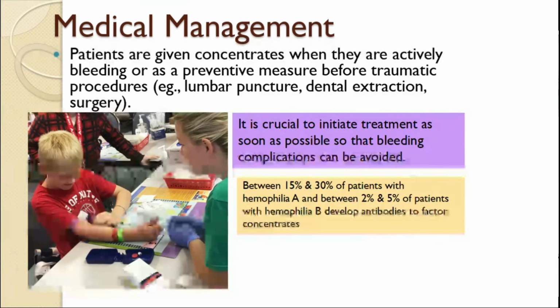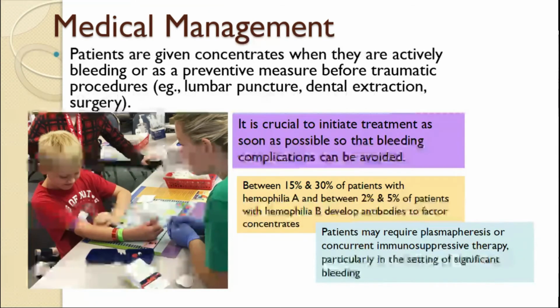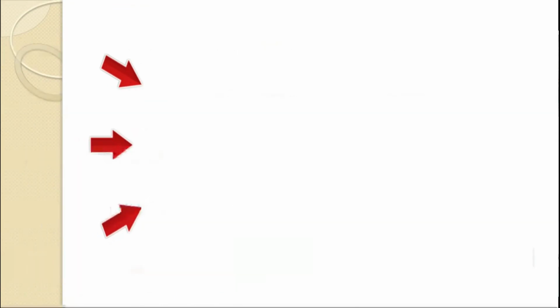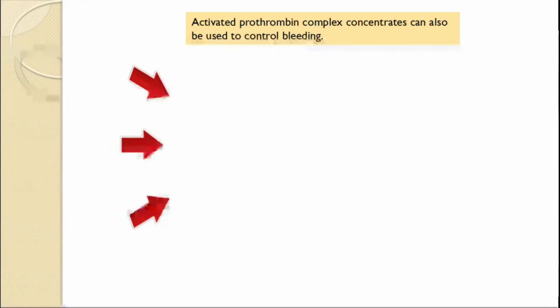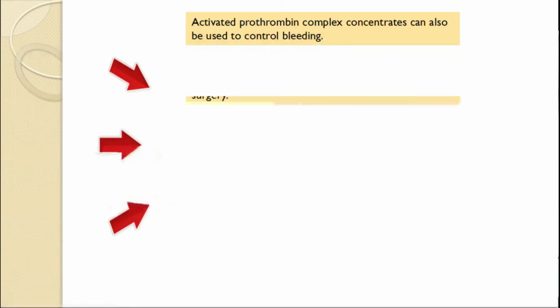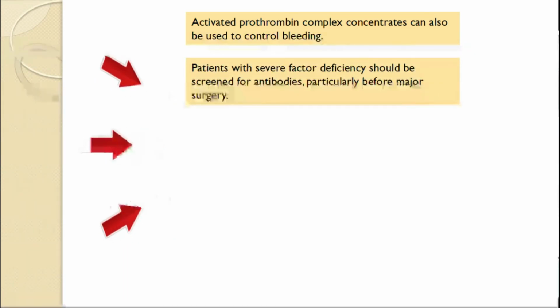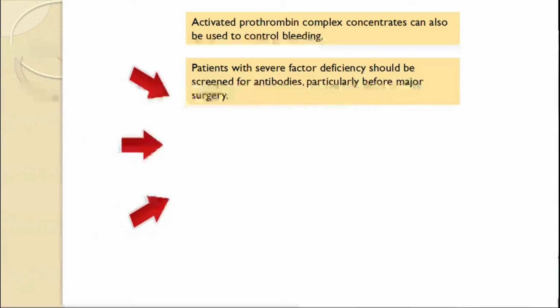Now, a study shows that between 15 and 30% of patients with hemophilia A and between 2% and 5% of patients with hemophilia B develop antibodies to factor concentrates. Now, patients may require plasmapheresis or concurrent immunosuppressive therapy, particularly in the setting of significant bleeding. Now, others include activated prothrombin complex concentrates, which can also be used to control bleeding. Also, patients with severe factor deficiency should be screened for antibodies, particularly before major surgery.